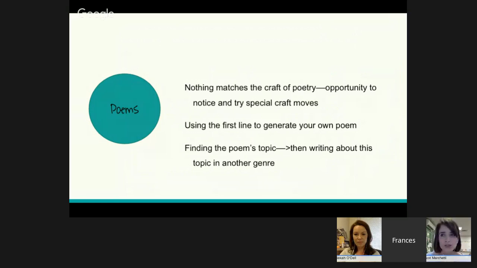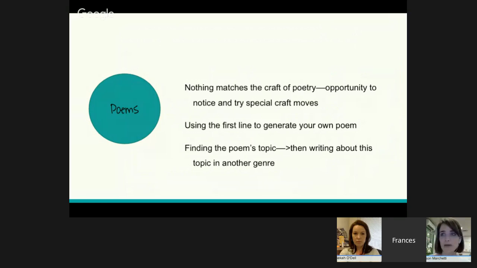Poems are small, and students can really dig in to smaller texts. A lot of students, when we present a poem, will use the first line to generate one of their own poems, or sometimes even the last line. They'll take the last line of the poem, put it at the top of their page, and then write from that line. Some students also will take a poem's topic.